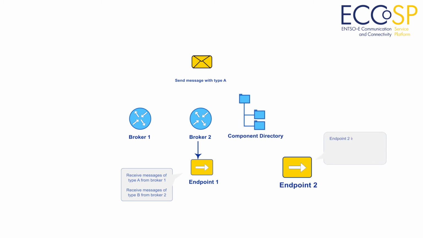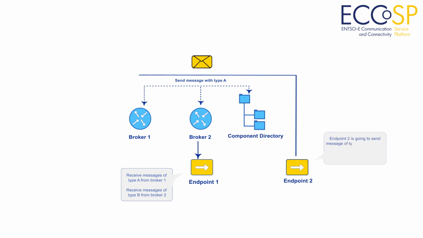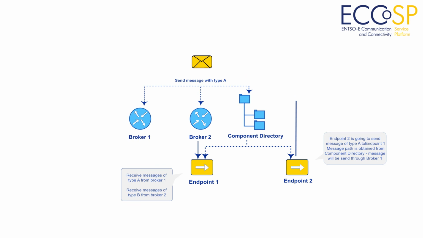The user of endpoint 2 wants to send a message of type A to endpoint 1. Endpoint 2 performs a message path lookup in the component directory and determines that endpoint 1 wants to receive any message of type A through broker 1. According to the existing message path, the message is delivered to endpoint 1 through broker 1.